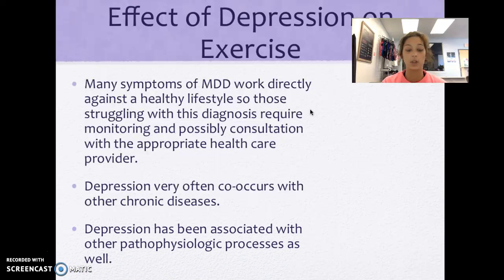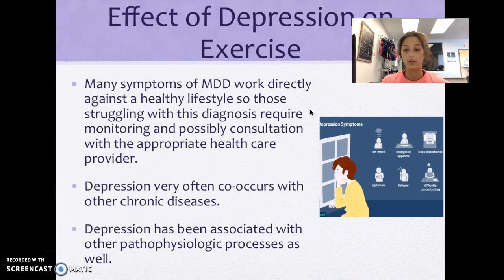Depression has been associated with other pathophysiological processes as well, such as nervous system dysregulation, reduced heart rate variability, increased inflammation, increased platelet activity, and endothelial dysfunction. These are also things that any clinical exercise physiologist would want to know about while working with a patient who has been diagnosed with depression.